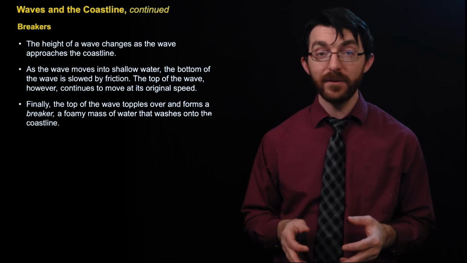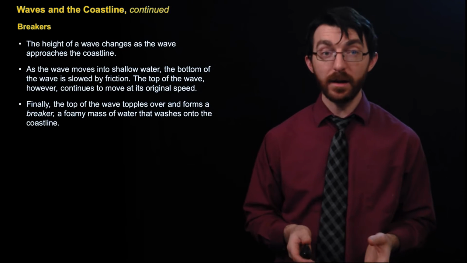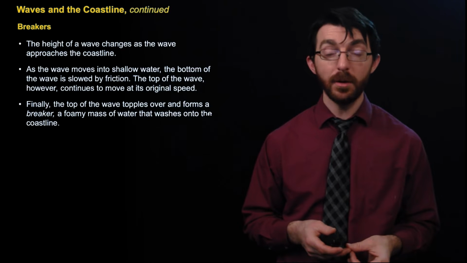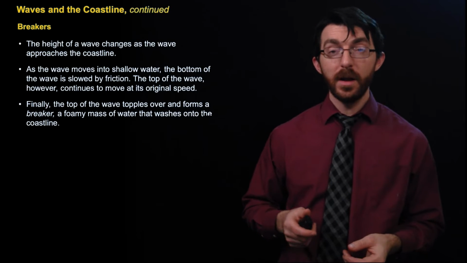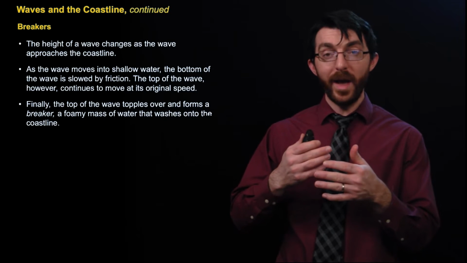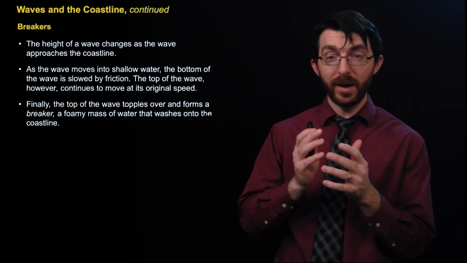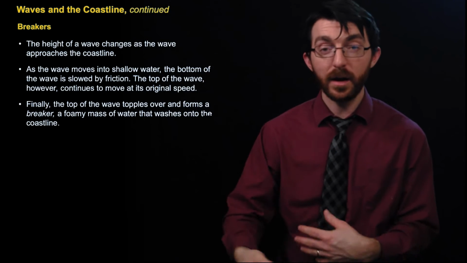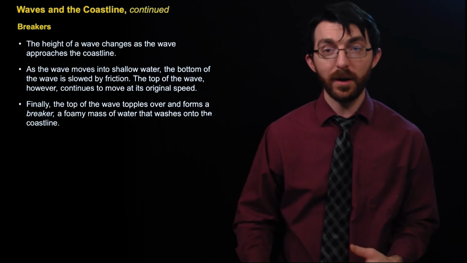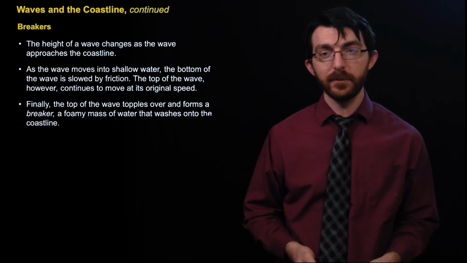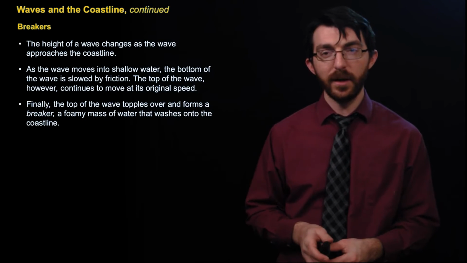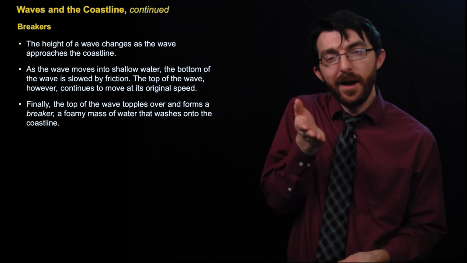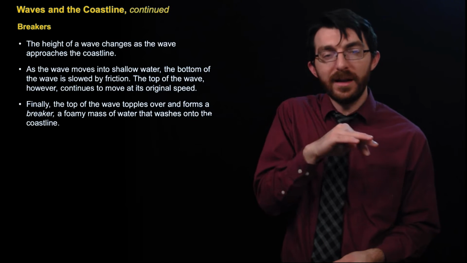Finally, the top of the wave topples over and forms a breaker, which is a foamy mass of water that washes onto the coastline. This is not just when the wave is rolling, but when it's so compressed and too tall for it to stand up anymore that the top of the wave just collapses and rolls off. Okay, if you've seen those really cool surfing videos where the surfer's inside of a tunnel made of a wave, well, I should say he's underneath the breaker.